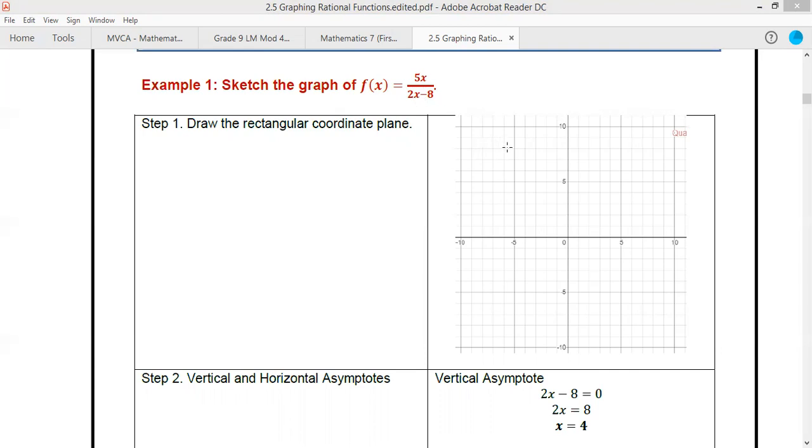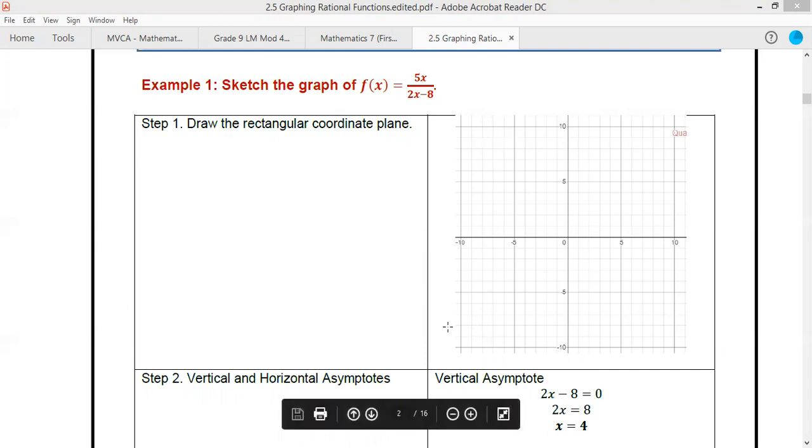So first, we draw the rectangular coordinate plane. Second, we solve for the vertical and horizontal asymptotes. Remember that the vertical asymptote is based on the denominator. That is 2x minus 8 is equal to 0. We solve for the value of x. That's going to be 2x equals 8. Divide both sides by 2. So our vertical asymptote is at x equals 4.